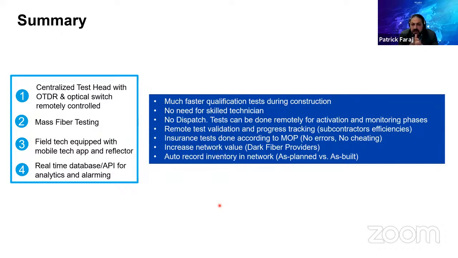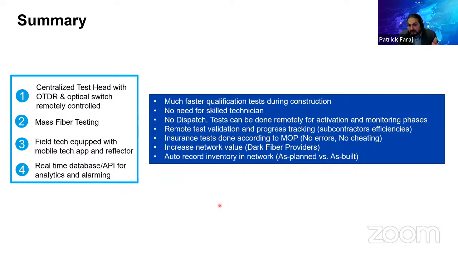You do remote validation and progress tracking, because if you have two subcontractors building two different network areas, you can see who is faster, and you can try to understand why a certain subcontractor is faster than the other. You do certify that your tests are done according to your requirements, without errors, without cheating, without missing any fibers.